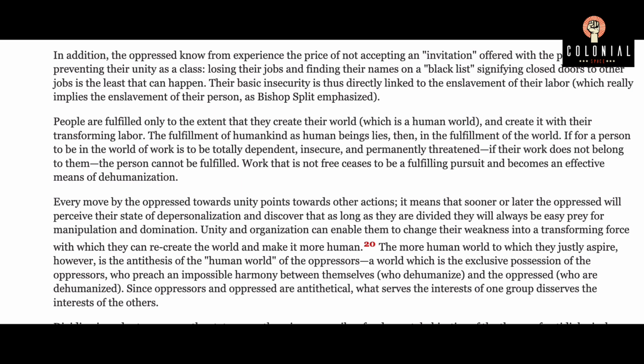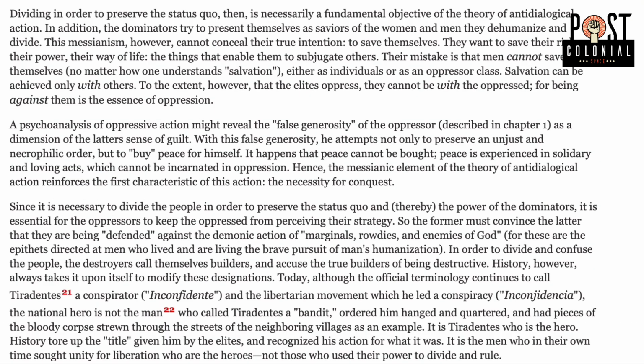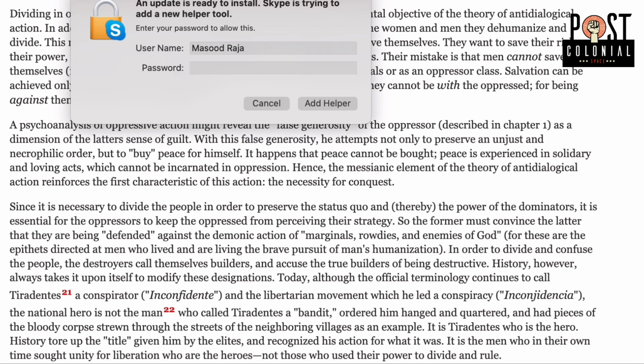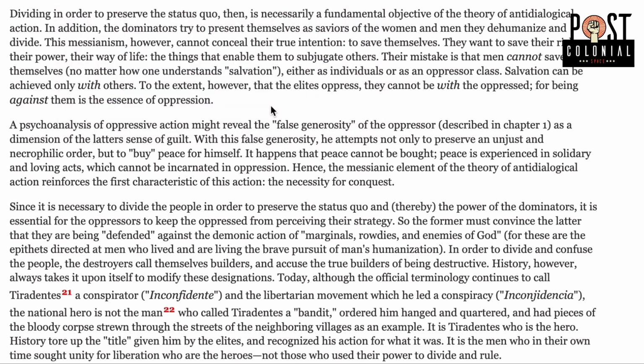Since oppressors and oppressed are antithetical, what serves the interests of one group disserves the interests of the others. Dividing in order to preserve the status quo then is necessarily a fundamental objective of the theory of anti-dialogical action. In addition, the dominators try to present themselves as saviors of the women and men they dehumanize and divide. This messianism, however, cannot conceal their true intention.